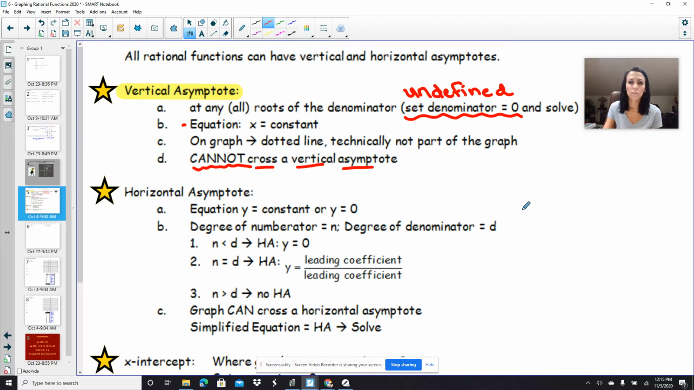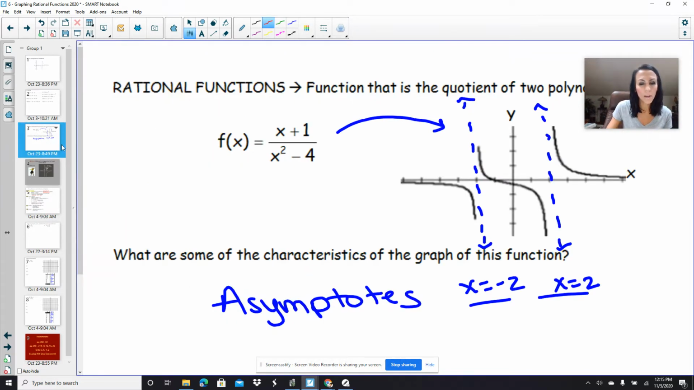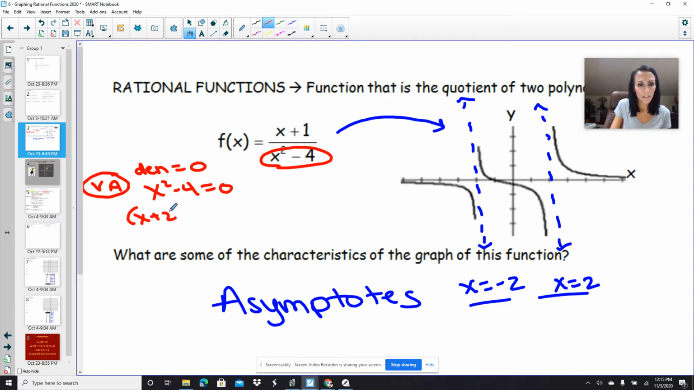All righty, so let's go back to our example and find our vertical asymptotes, which we already figured out graphically, but we want to do it algebraically too. Okay, so here's our denominator. All right, for our vertical asymptotes, VA, we abbreviate it, we set our denominator equal to 0. So I'll write that down: denominator equal to 0, and we solve. So I'm going to factor this, and then I'm going to set each factor equal to 0.